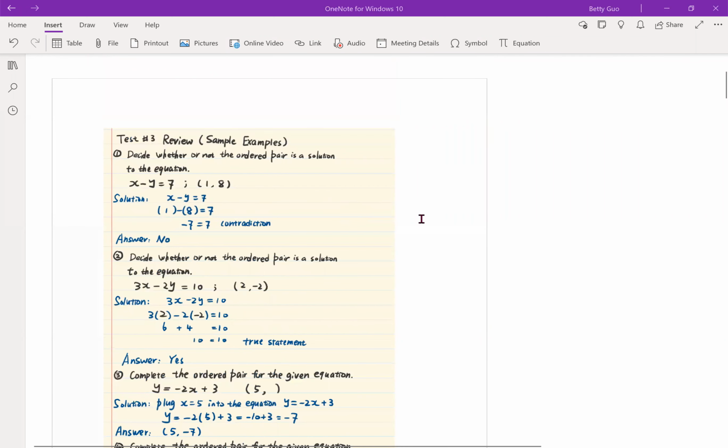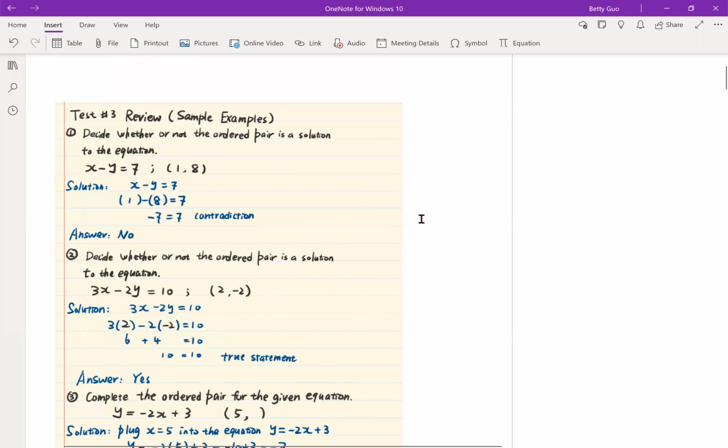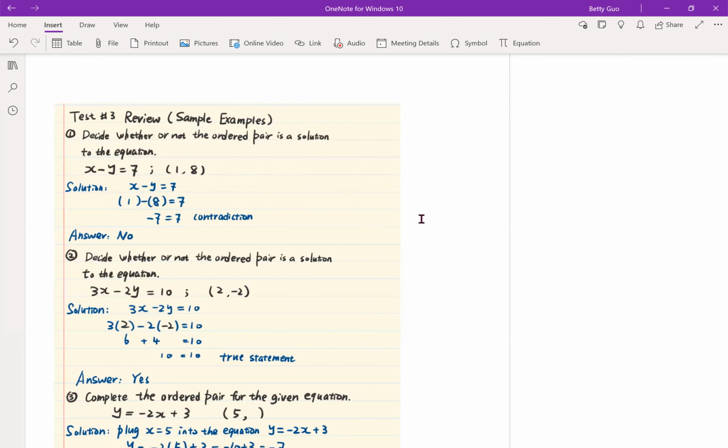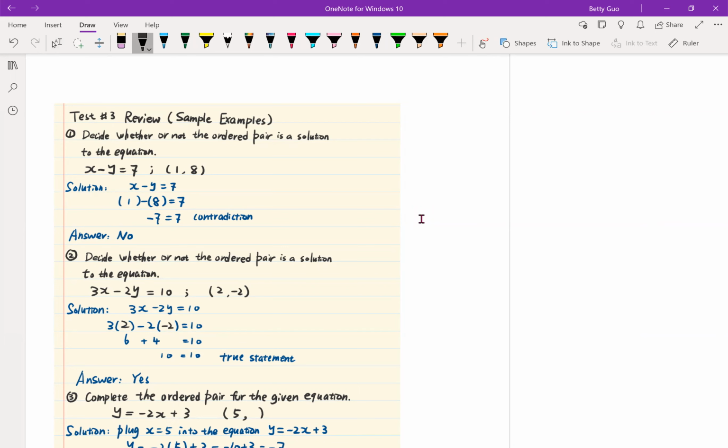In this video we review for test 3. Number 1, decide whether or not the ordered pair is a solution to the equation. The equation is x minus y equals 7. We need to determine if (1, 8) is a solution of the equation or not.